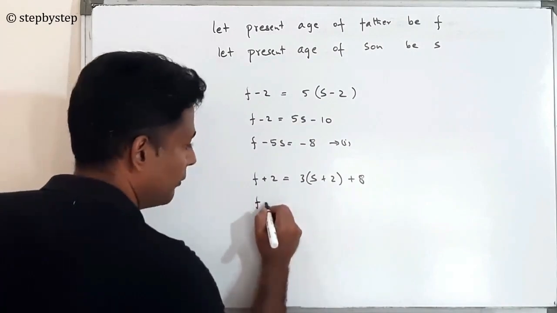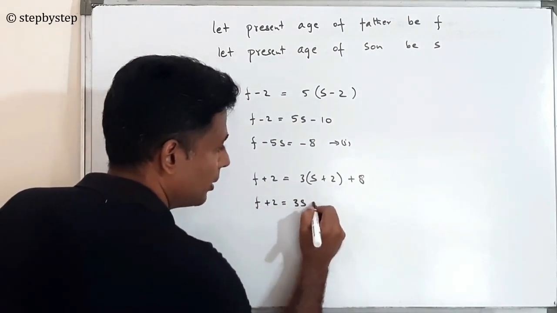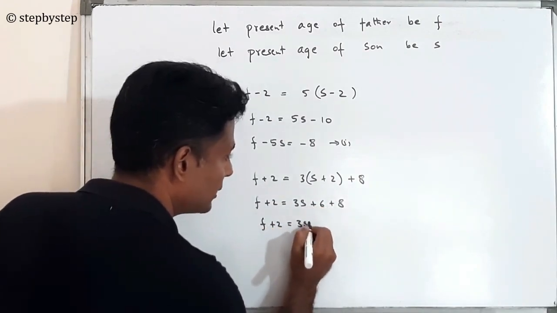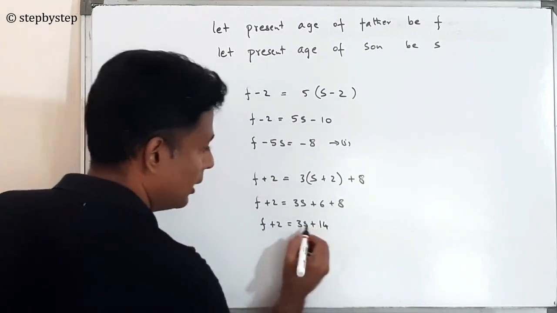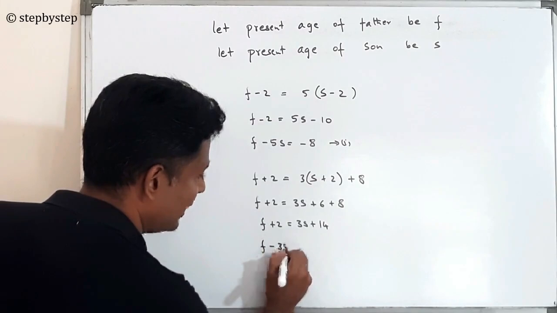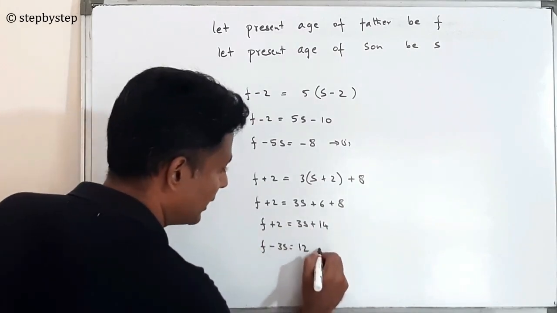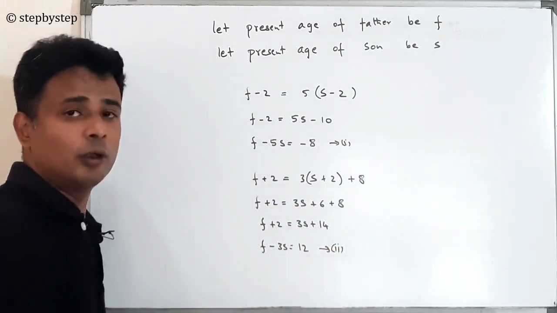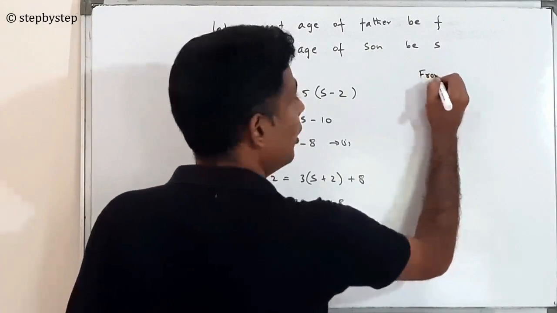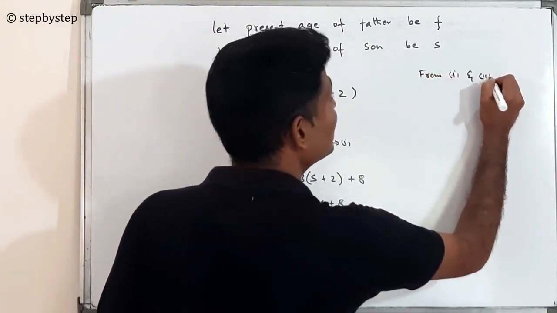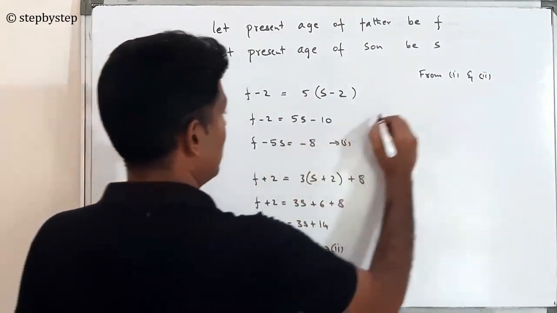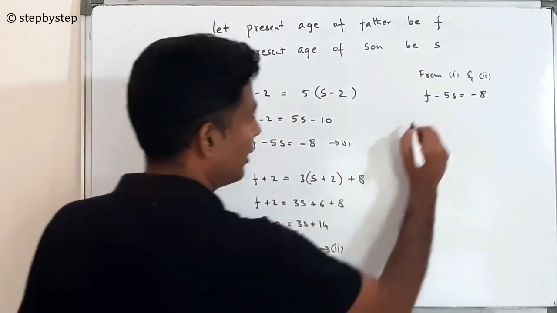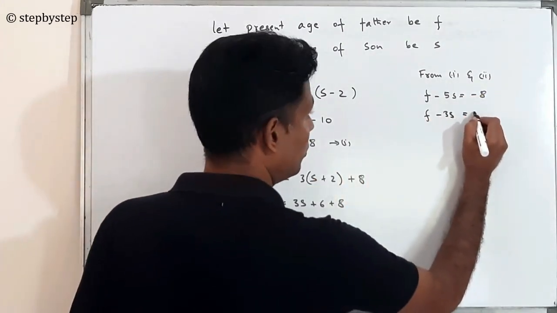So now we'll open the brackets. 3s plus 6 plus 8. So I get f plus 2 equal to 3s plus 6 plus 8 is 14. Now I transpose. So I get f minus 3s equal to 14 minus 2, that is 12. And this is our second equation. So now we have got two equations from 1 and 2. This is how you need to solve in exams. We have f minus 5s equal to minus 8 here and f minus 3s equal to 12 over here.